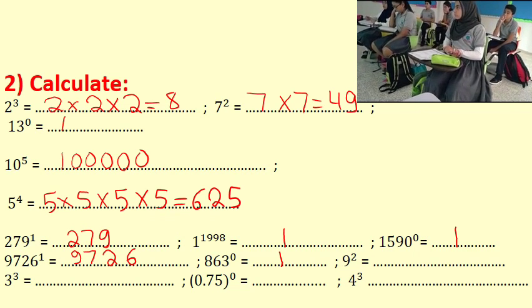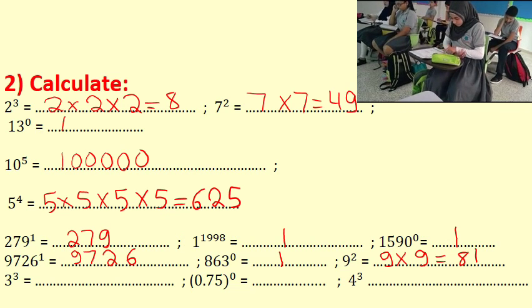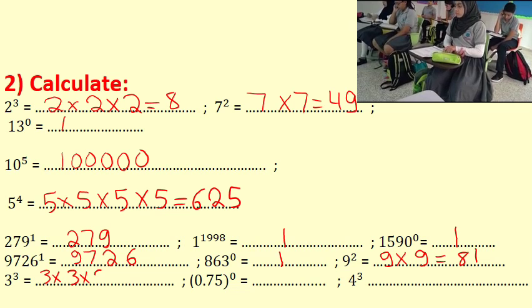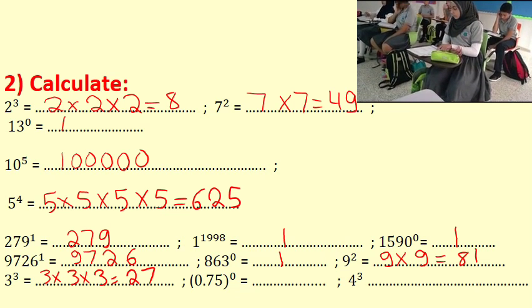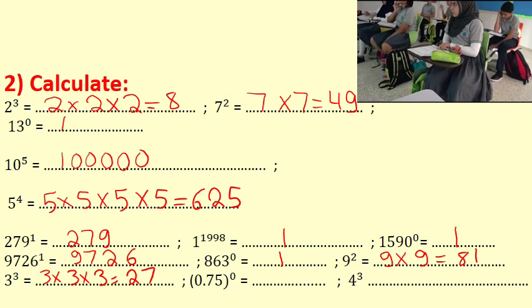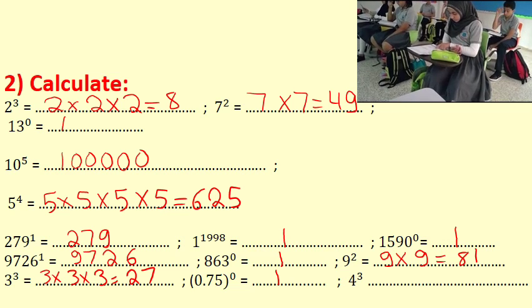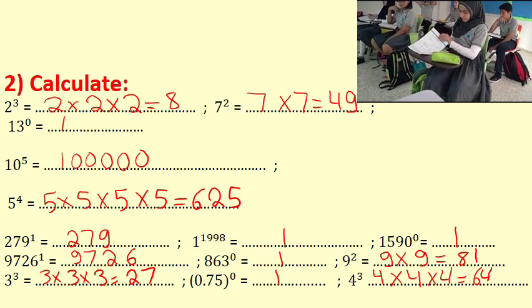9 squared, Badia. 9 times 9 equals 81. 3 cubed, Hassan. 3 times 3 times 3 equals 27. Now, Ali, 0.75 to the power 0. It is 1 because any number to the power 0 gives us 1. Ala, 4 cubed. 4 times 4 times 4 is equal to 64.